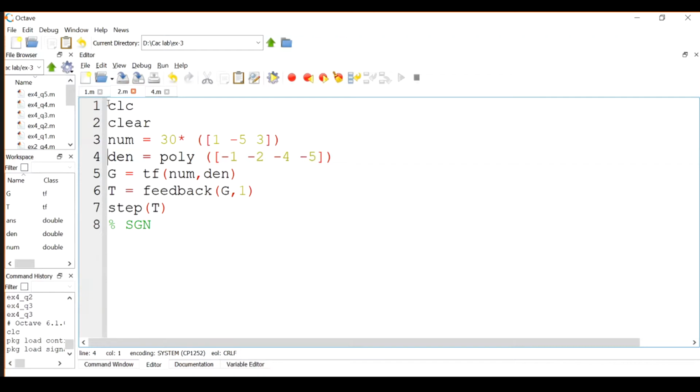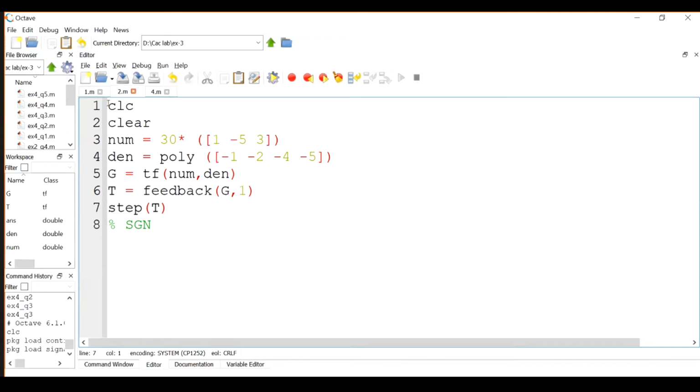Now we took a variable g. We determined the transfer function as numerator by denominator in the Laplace form. So we wrote the transfer function tf of numerator comma denominator. Now we know that unity feedback was given to us. So therefore feedback of g, the transfer function, with unity: g comma 1. Transfer function g and 1 is the unity feedback. We want to determine the step response for this.